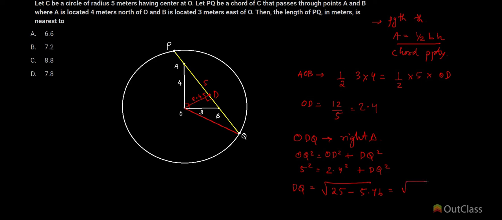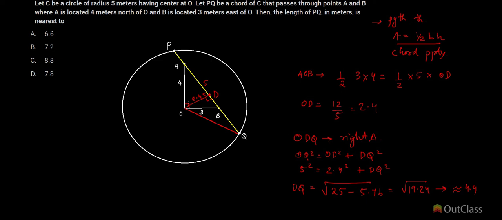This is going to be root of 19.24, which is approximately slightly less than 4.5. You will see that, you know that 4.5 square will be 20.25. So slightly less than 4.5, maybe 4.3, 4.4. It doesn't matter because the options are pretty close.